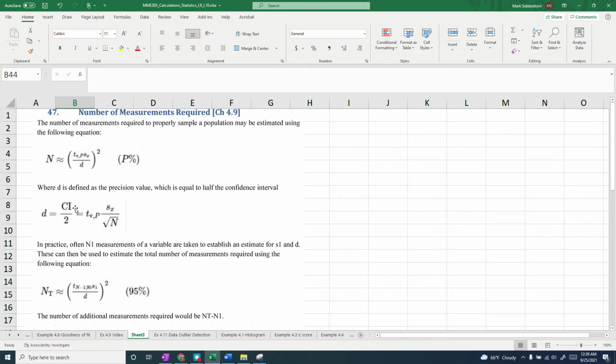So if we take the confidence interval that we want, divide that by 2, that would be the same thing as saying it would be equal to t times s of x over the square root of n, just using that formula that's shown above.